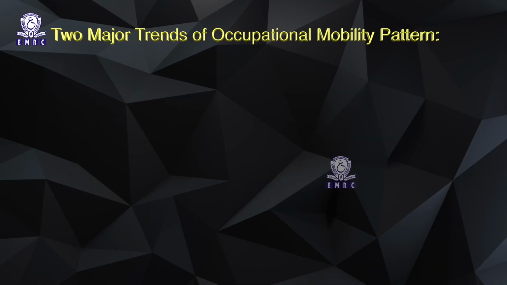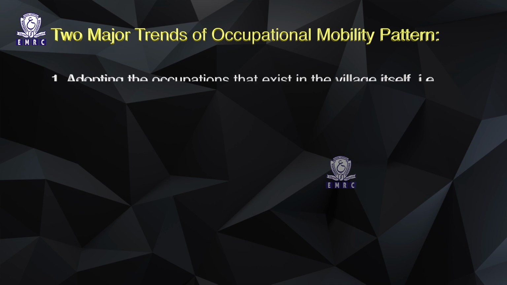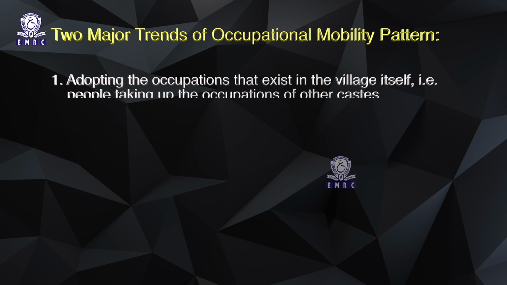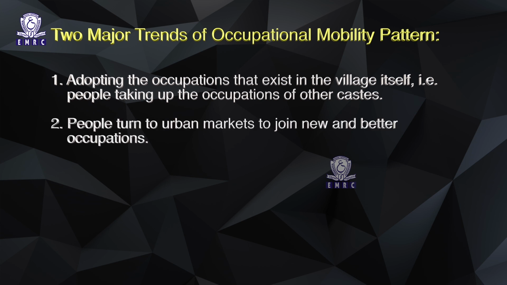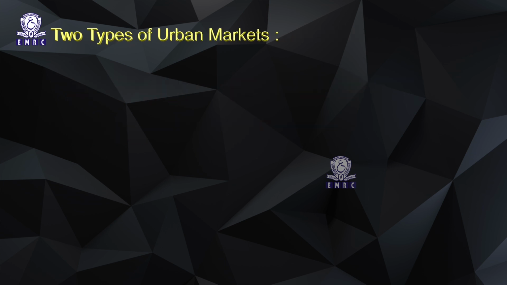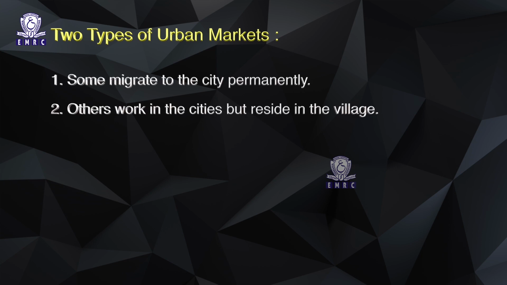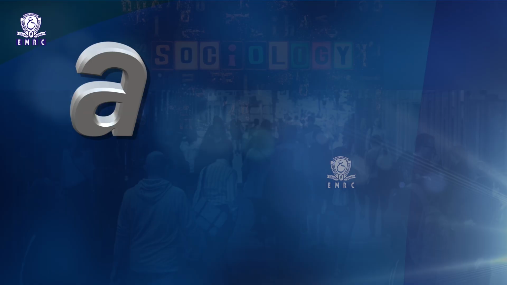Two major trends can be discerned in respect of occupational mobility patterns. One, adopting the occupations that exist in the village itself, like people taking up the occupations of other castes, or two, people turn to urban markets to join new and better occupations. Those turning to urban markets are also of two types: one, some migrate to the city permanently, and two, others work in the cities but reside in the village. For the latter group, movement to the urban center is a regular feature.